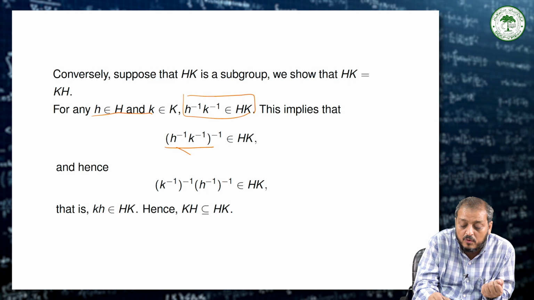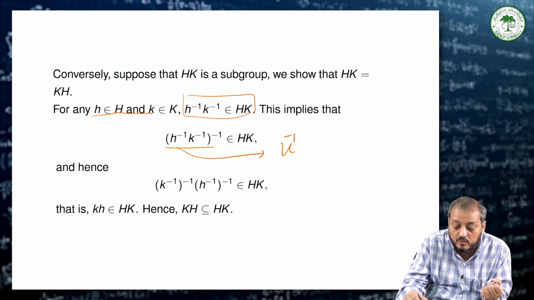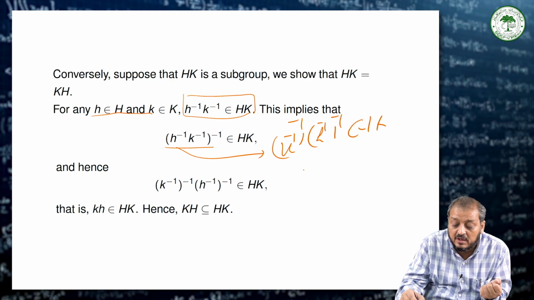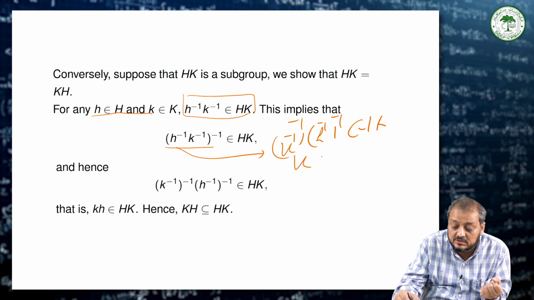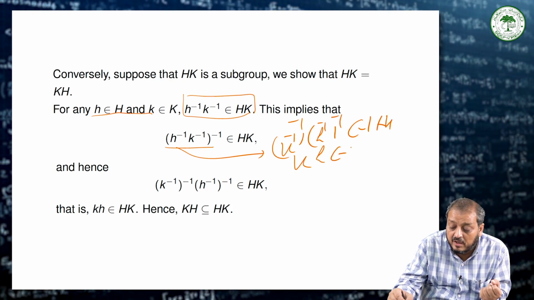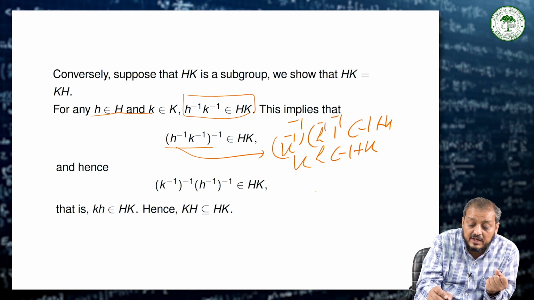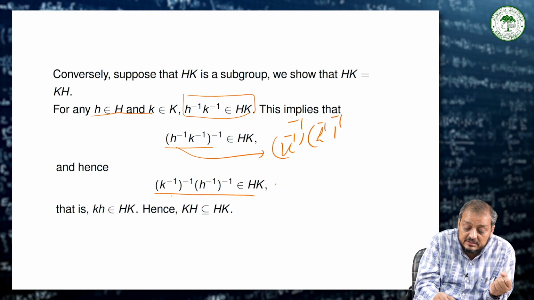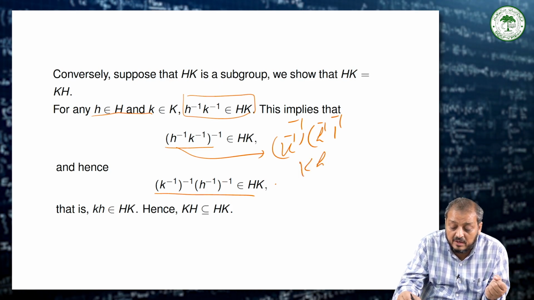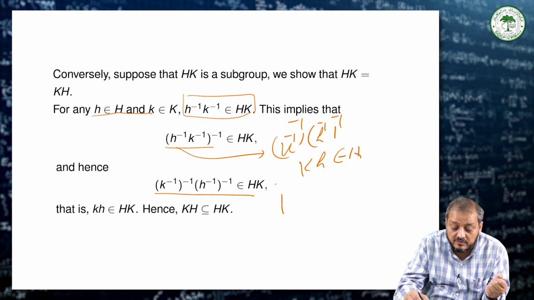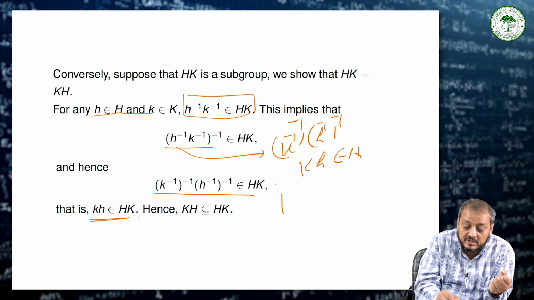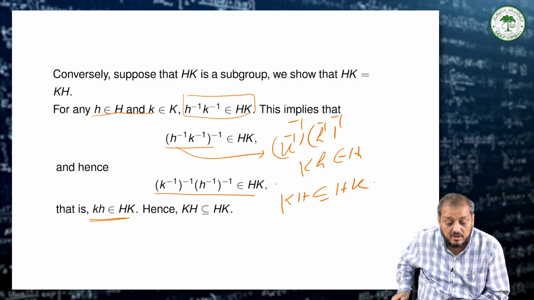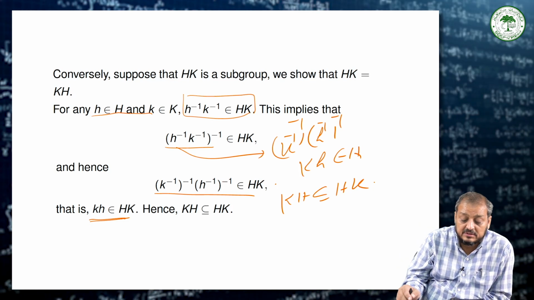Now if we open this, it is simply k inverse inverse, then h inverse inverse, which also belongs to HK. Then k inverse inverse is equal to k, and h inverse inverse is equal to h. So we show that kh is an element of HK. This means that KH is contained in HK, so we can simply show that this thing is equal to this.